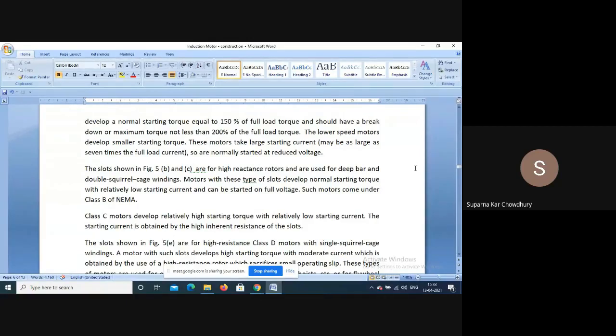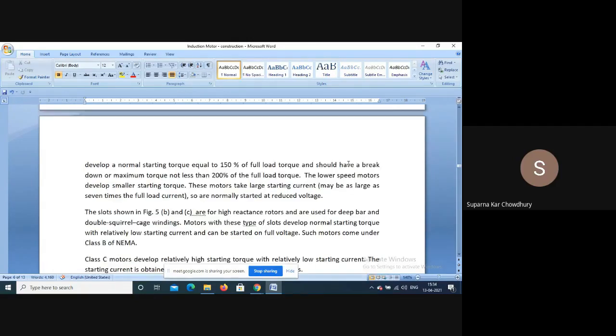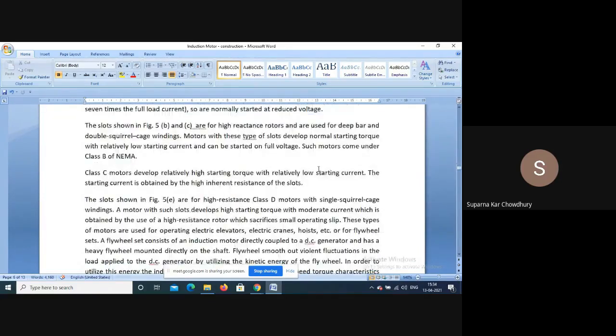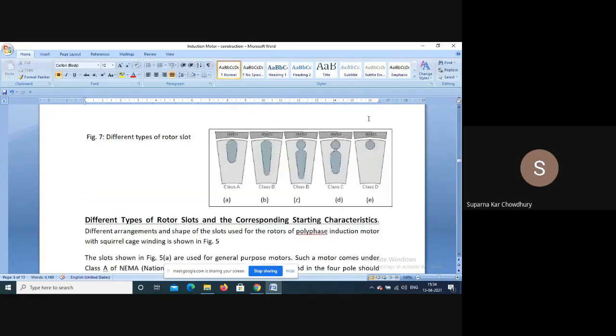Class C motors develop relatively high starting torque with relatively low starting current. The low starting current is obtained by the high inherent resistance of the slot. Here the starting resistance is much more because at starting only this cage will be conducting. So this is the class C type of NEMA motor, and the slot shown for class D is this one.